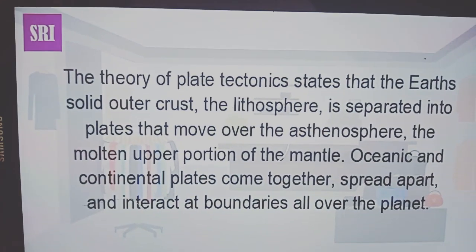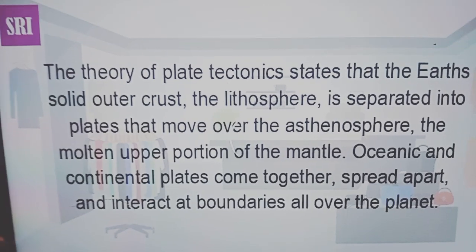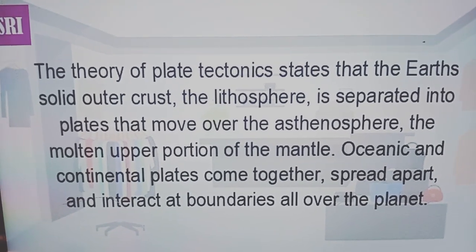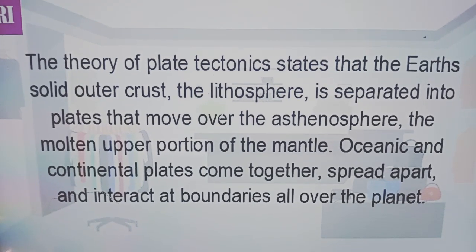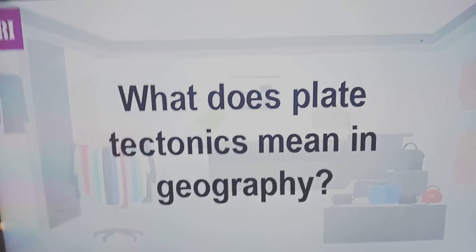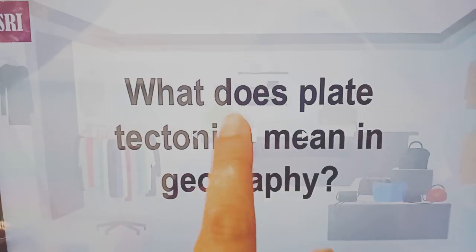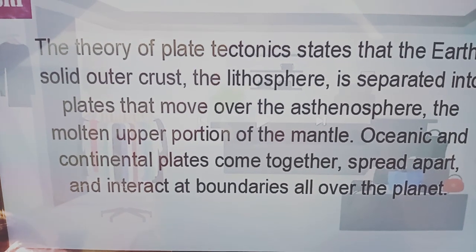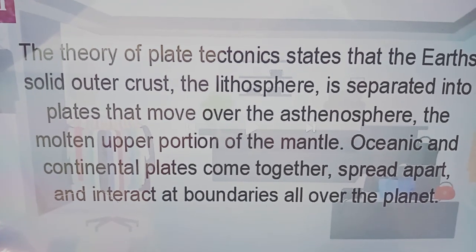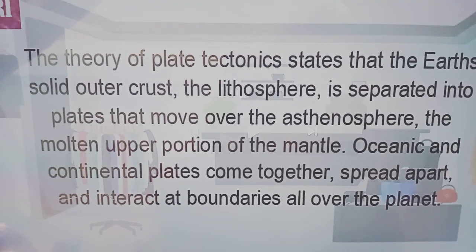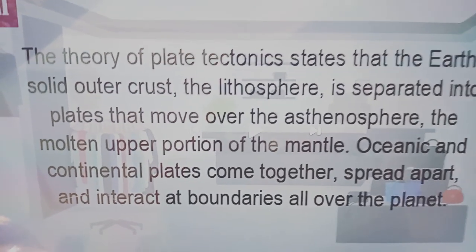Now we'll read about it. The theory of plate tectonics states that the Earth's solid outer crust, the lithosphere, is separated into plates that move over the asthenosphere, the molten upper portion of the mantle. Oceanic and continental plates come together, spread apart, and interact at all boundaries over the planet.